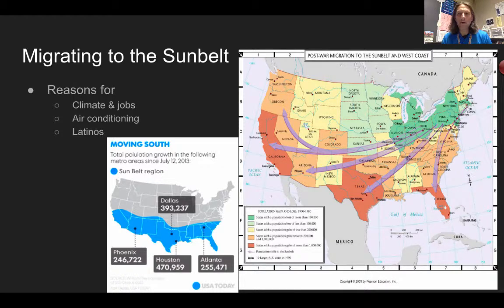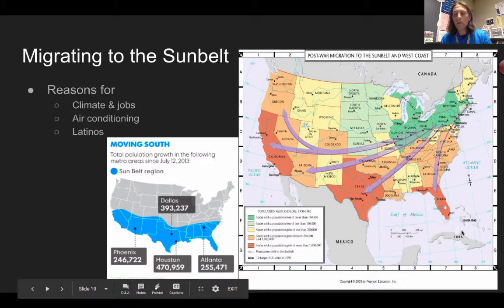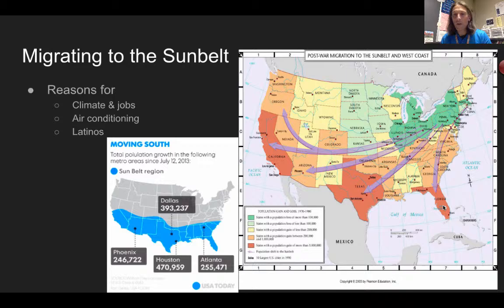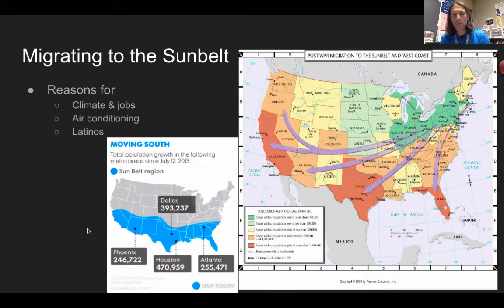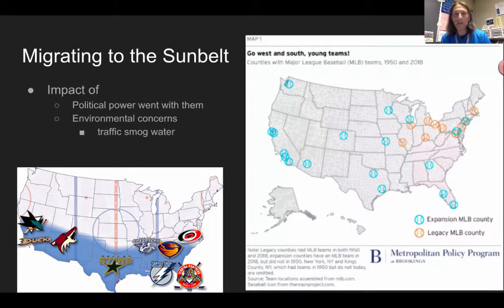And then you also have Latino population growth. So for example, from Cuba, you're going to see a lot of people fleeing when Fidel Castro takes over, and they're going to move and settle into Florida. You're going to see other Latino groups moving from Central and South America to the southern part of the United States. And this is a trend that's continued. That's what this graph over here shows, is this is 2013, and the Sun Belt continues to experience the most growth in the United States.